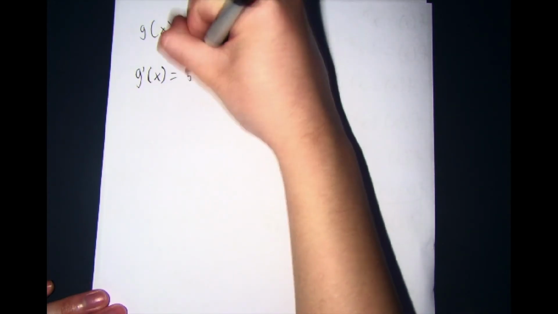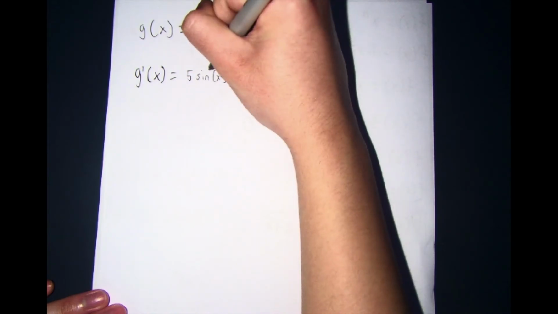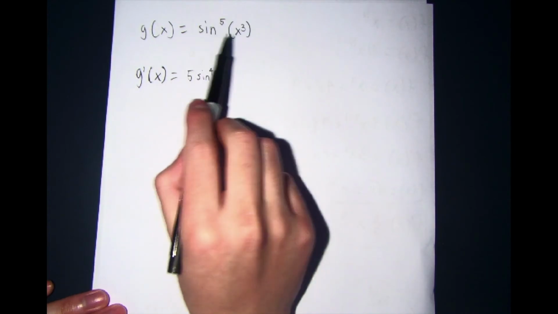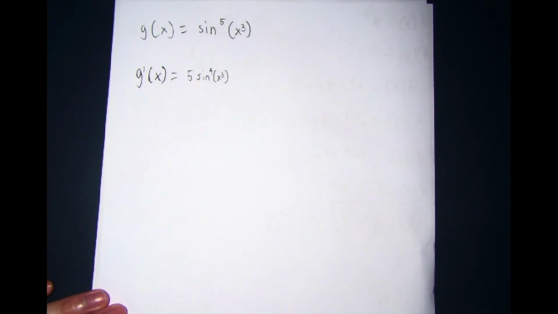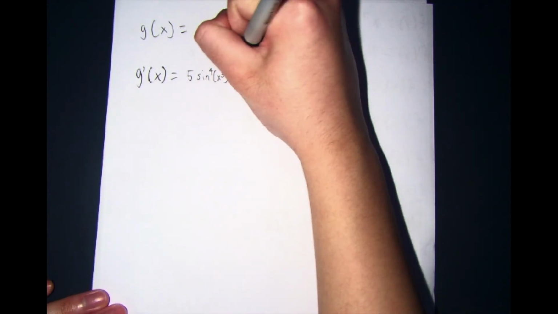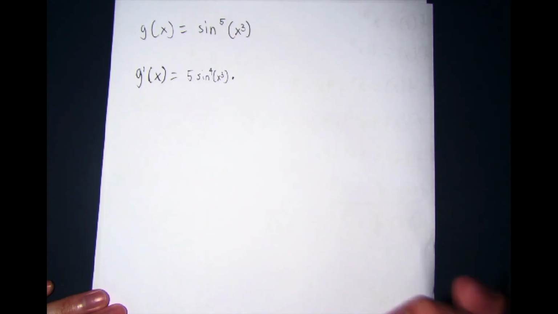So you'd get 5 times (sine x cubed) to the fourth. So sine x cubed in this case would be the inner function, and you take the derivative of the outer function, which is the power of 5. Now you're going to have to multiply this by the derivative of the next outer function, which in this case would be sine. The derivative of sine is going to be cosine.